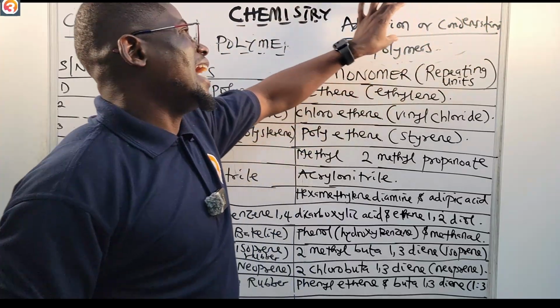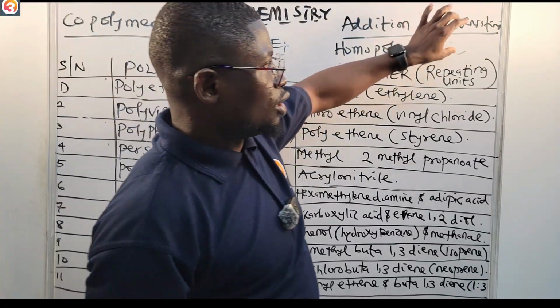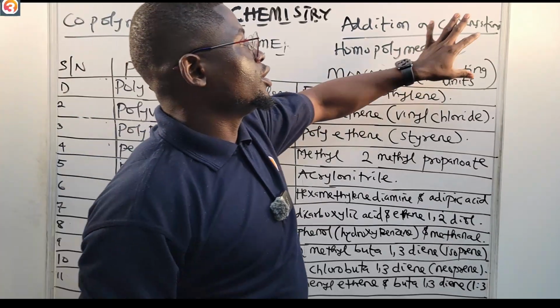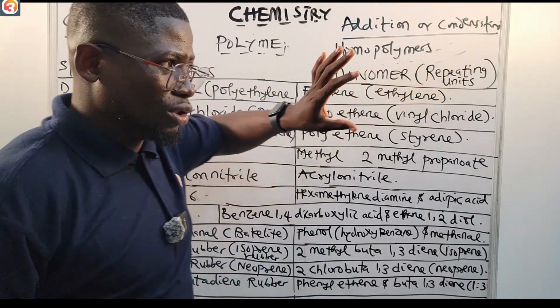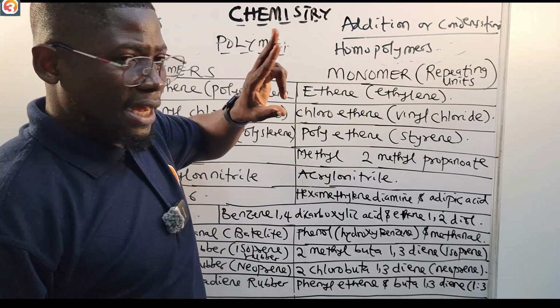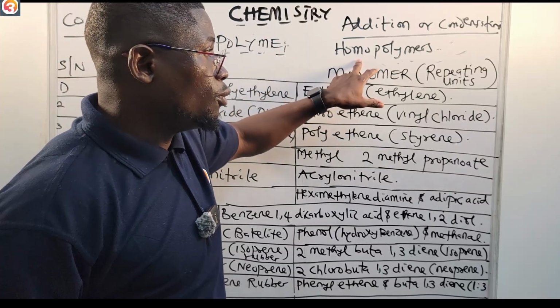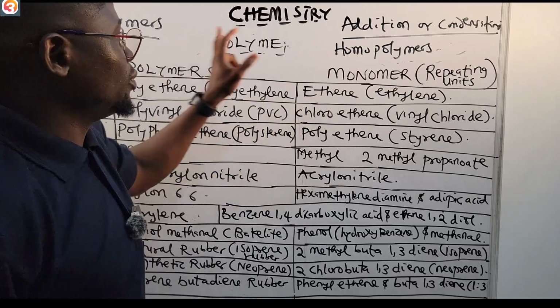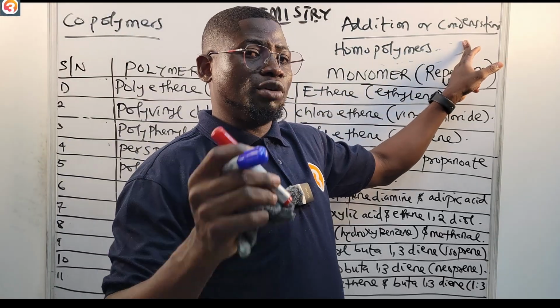So we can have addition polymerization, and we can also have condensation polymerization. And when I talk about condensation polymerization, we talk about two types of polymers: homopolymers and copolymers. These are the two types of polymers we have under condensation polymerization.